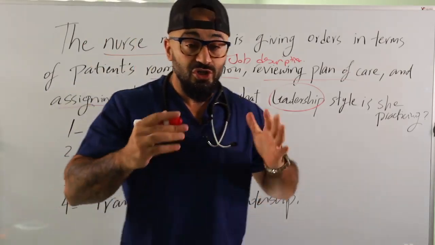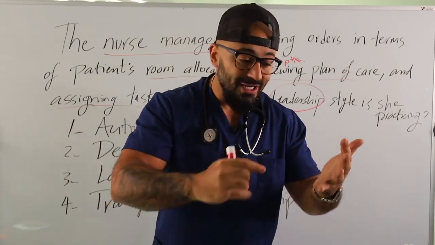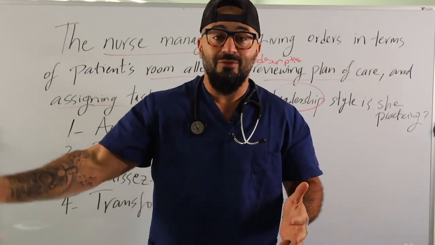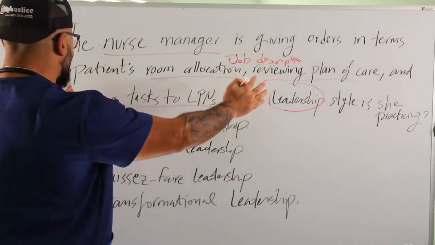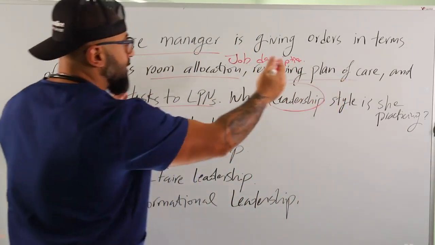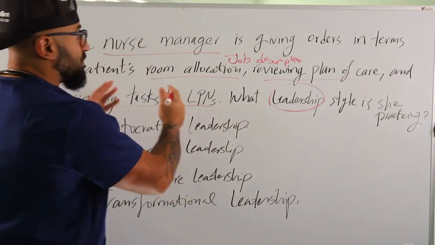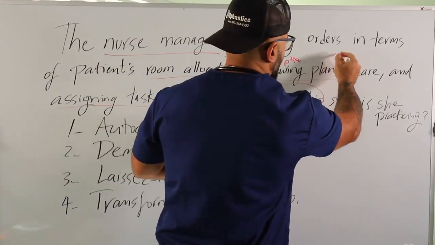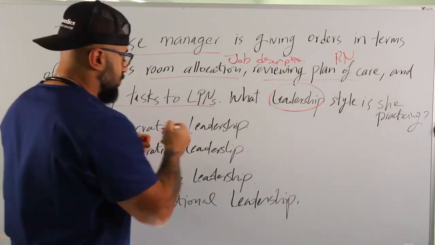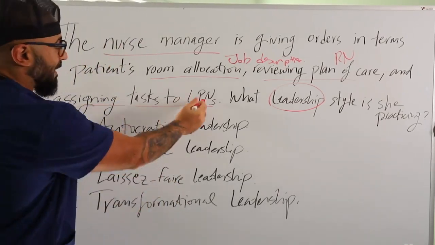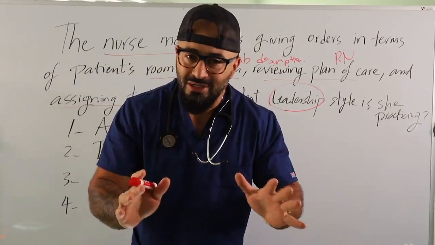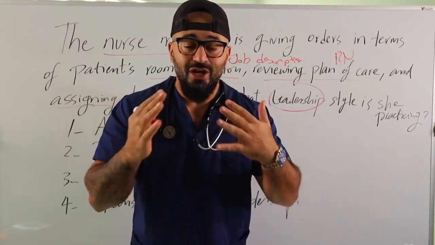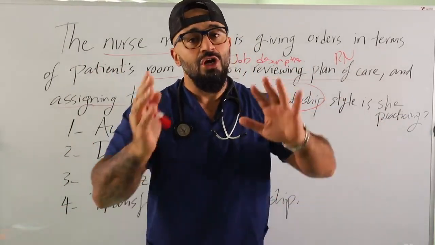So the charge nurse on the unit is the person who does room allocation for the patients who are coming from the emergency department or the admission office, and then they are assigning tasks for or reviewing plan of cares of the other nurses, right? The other RNs, because RNs are the ones who put the plan of care. LPNs can review and reinforce the plan of care. But when we talk about delegation questions on the NCLEX, that's a huge topic, which I might discuss in a different video.